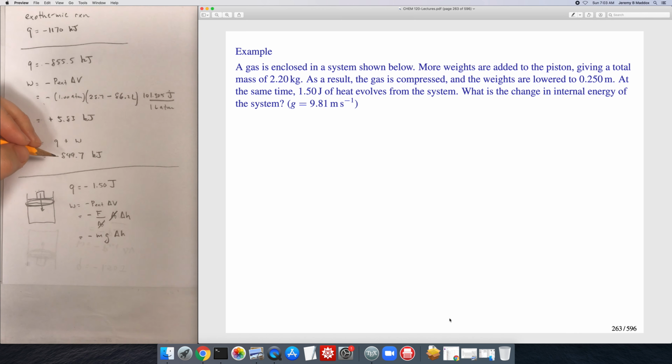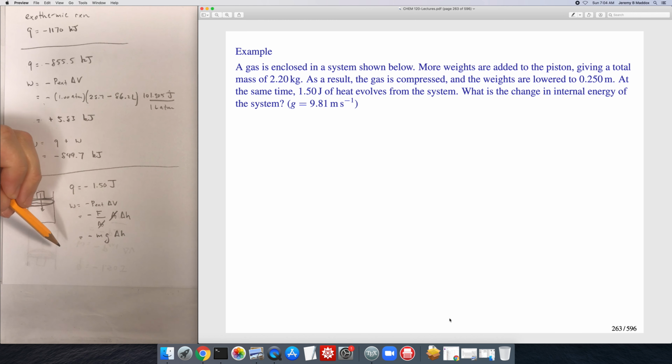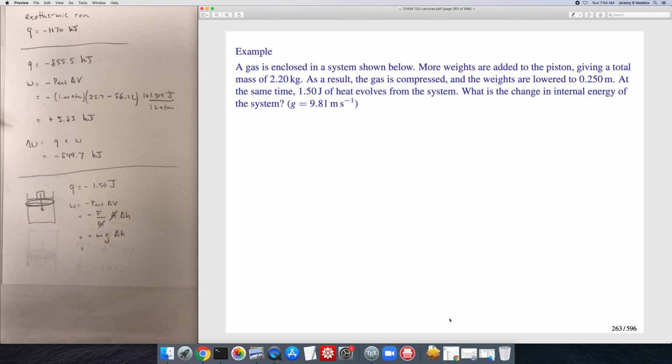H. Let me check my sign convention real quick. When delta H is positive, we get a negative work. That's correct. When delta H is negative, we would get a positive work. So our sign convention is satisfied. So this is the equation that we want to use.